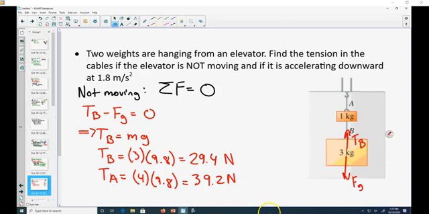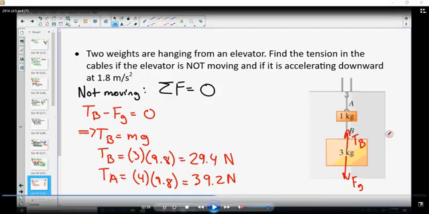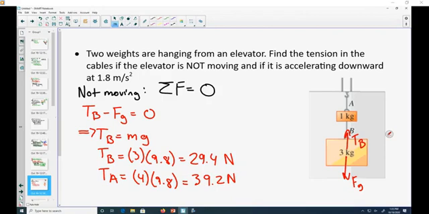So when it's not moving, the forces on each of the blocks are equal to 0. So the tension in each cable is just equal to the weight of the blocks hanging from each cable. However, if in the second part it's accelerating, then we no longer have a situation where it is in equilibrium. And so then the sum of the forces will be equal to the mass times the acceleration.